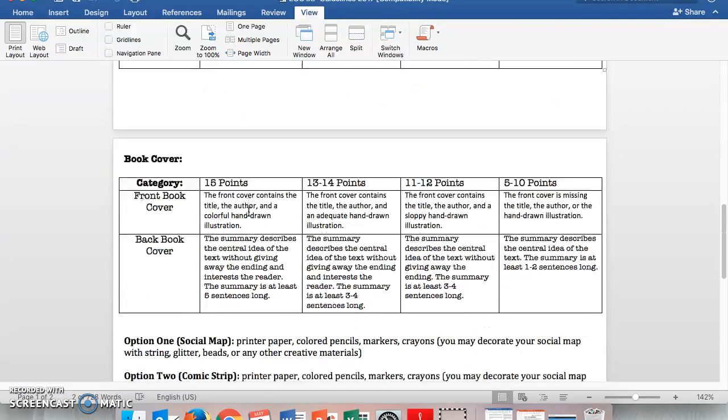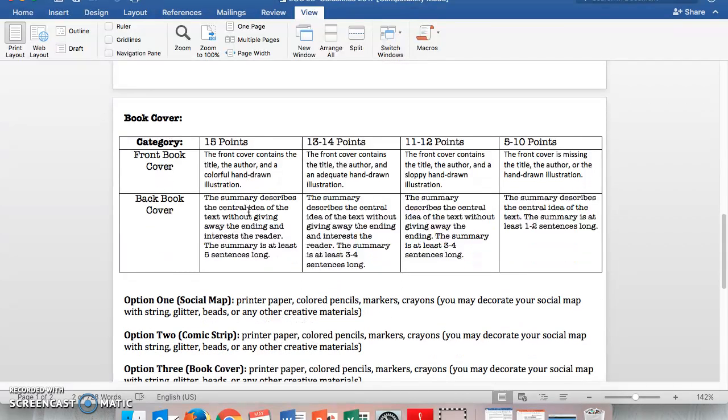All right, let's look at the next one. Option 3 is our book cover. There are two options for this. The first one says front book cover. So you're actually going to be scored based on just the front book cover, okay? And that's the part where you have to have the title, the author, and a colorful hand-drawn illustration. So fairly simple enough. You're being judged on just those things. And I know that it will be beautiful because you guys are going to use color, and it's going to be hand-drawn, and it's going to be awesome.